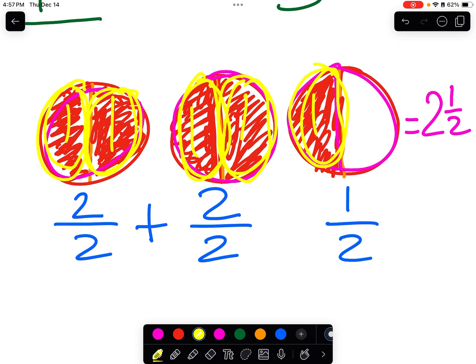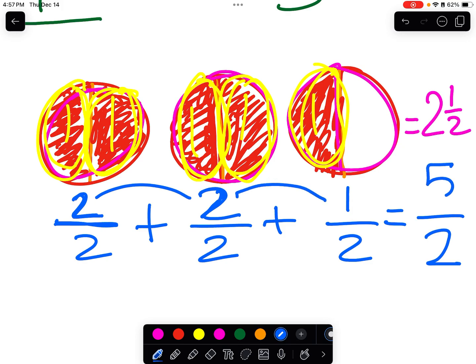One way you might think about this is, when we add fractions and the denominator is the same, we keep the denominator the same and then we just add up all the numerators. So we do 2 plus 2, that's 4, and 4 plus 1, that's 5. So 2 1/2 is the same as 5/2, or 5 halves. I hope that that makes sense for you.